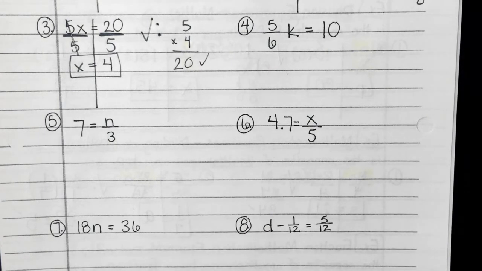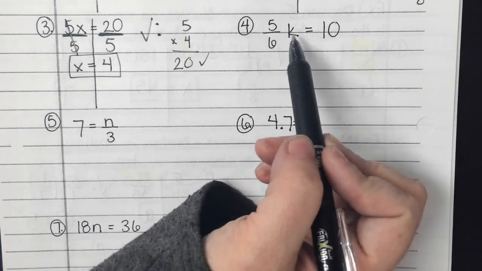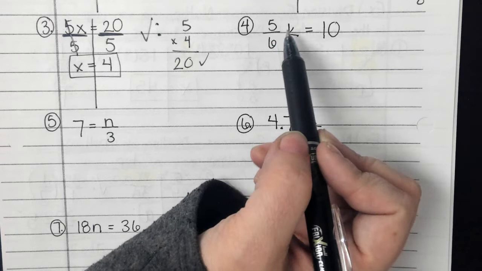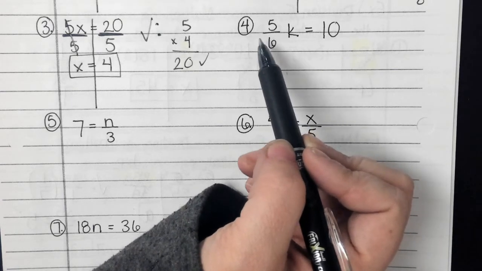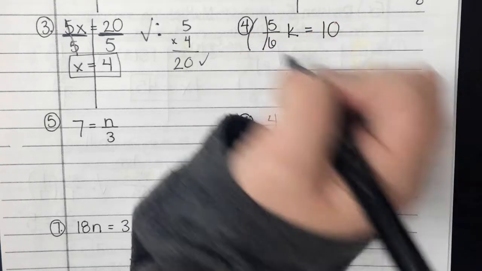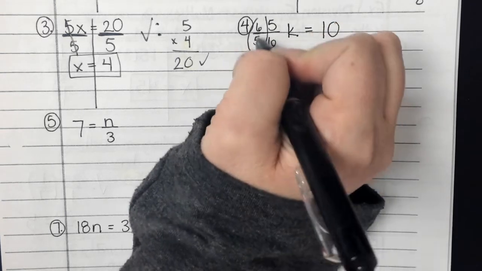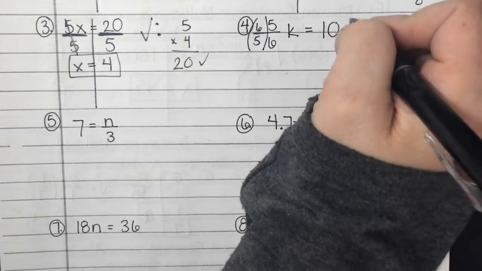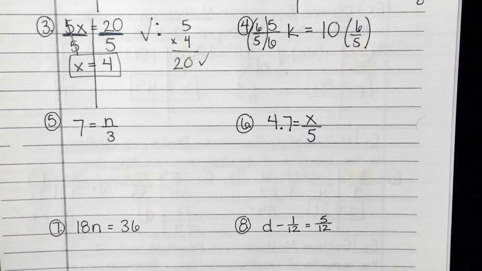All right, number 4 is a fraction. What's the opposite of multiplying by a fraction? You might want to look at your notes. What's the opposite of multiplying by a fraction, Joel? Using the reciprocal. Joel, what is the reciprocal of 5 over 6? 6 over 5. And if I use 6 over 5 on one side, I'm going to use 6 over 5 on the other side. Okay, so let's just start.